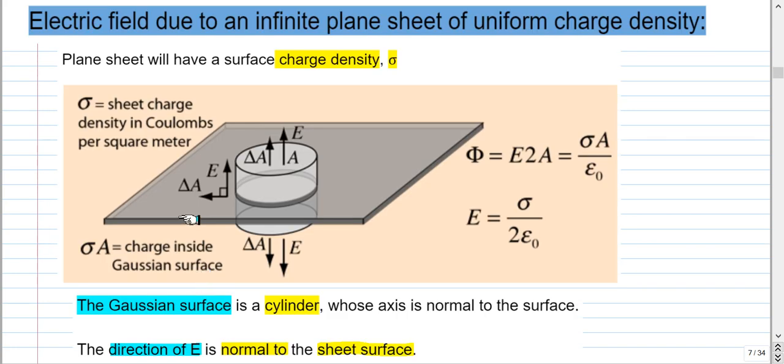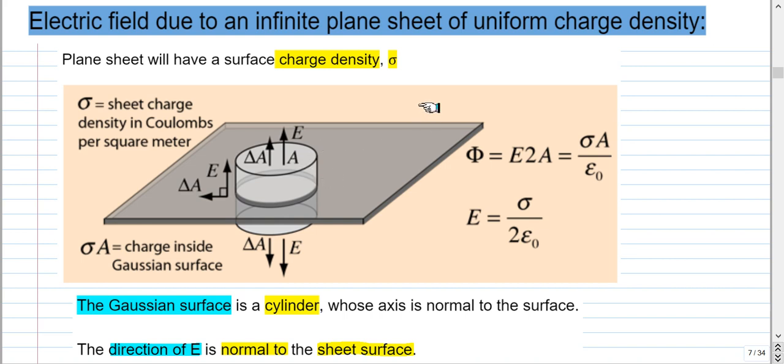Now let us find the electric field due to an infinite plane sheet of uniform charge density, and let the surface charge density be sigma. So this is the infinite sheet. It's a plane sheet, extended to infinity on all sides. The Gaussian surface chosen here is again a cylinder, and the axis of the cylinder is normal to this surface.